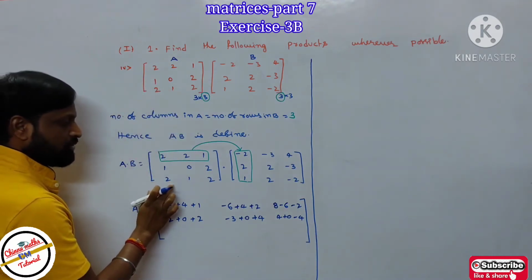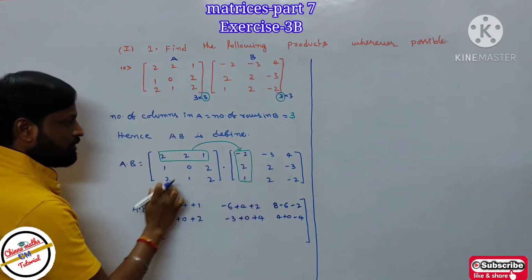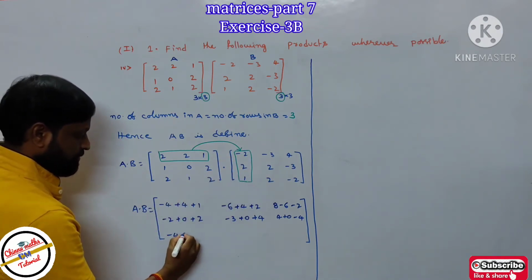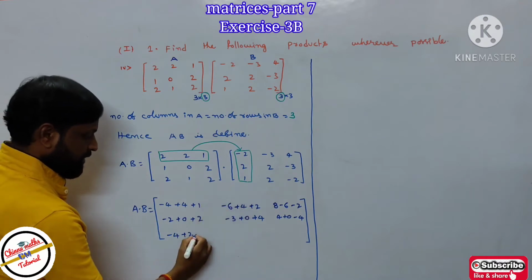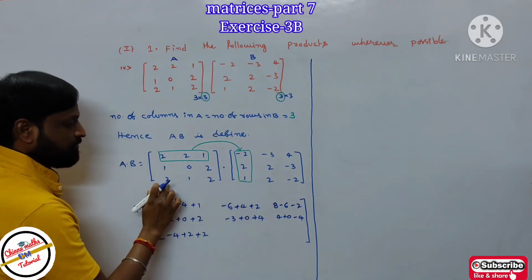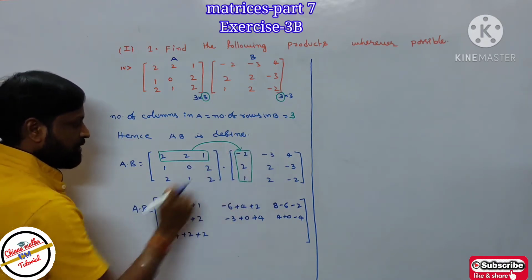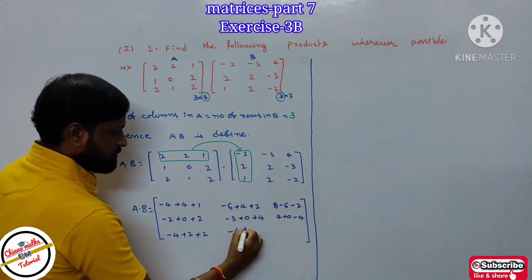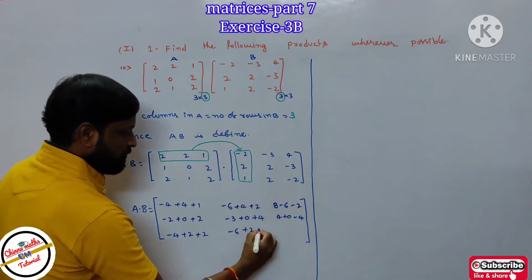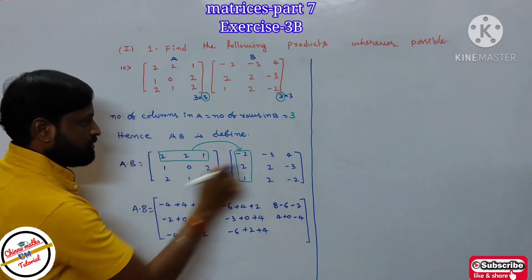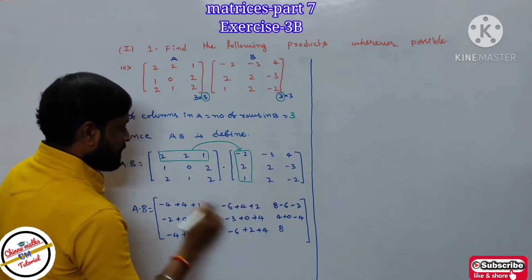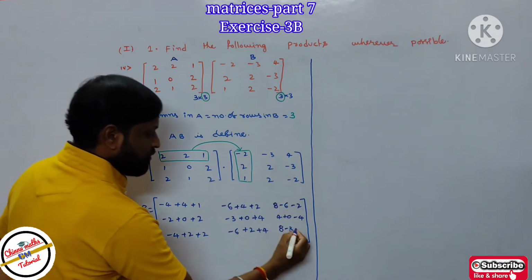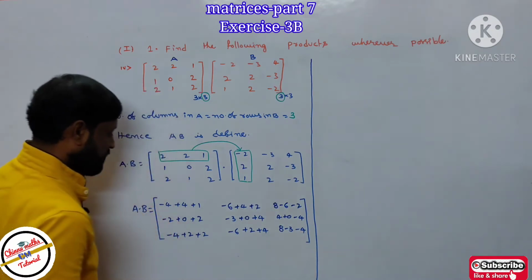Similarly, last row and first column, 2 into minus 2 minus 4, 1 into 2 plus 2 plus 2 into 1, 2. Next for last row and second column, 2 into 3 minus 6, 1 into 2, 2, 2 into 2, 4. Then last one, 2 into 4 8 plus 1 into minus 3 minus 3, then 2 into 2 minus 4. Then we have to calculate.